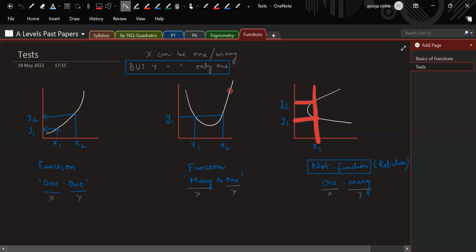So I know that this is called a vertical line test. I just did a vertical line test. This is a vertical line test.